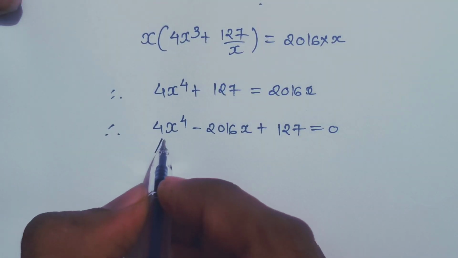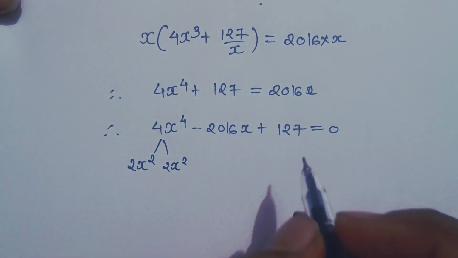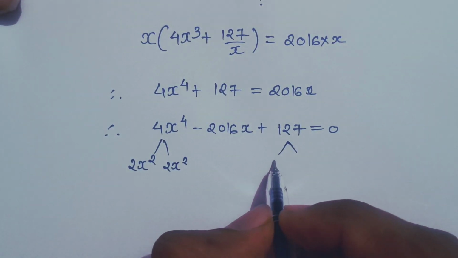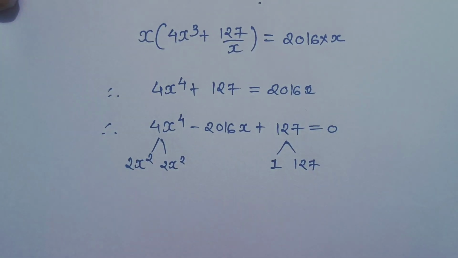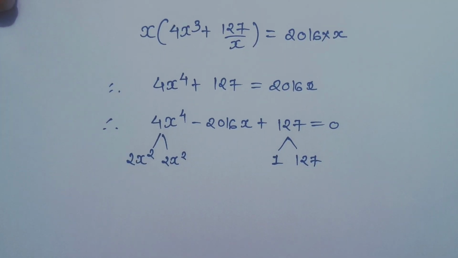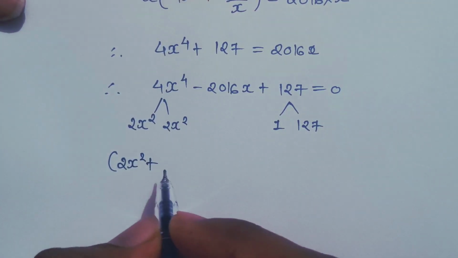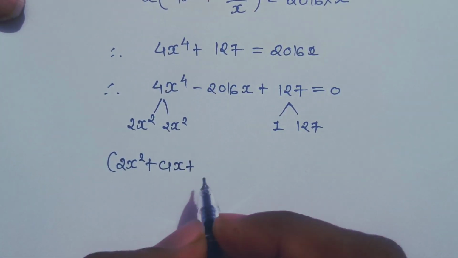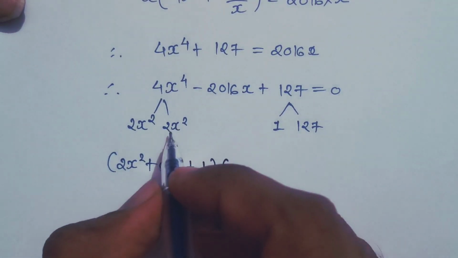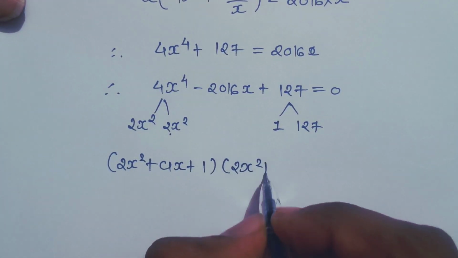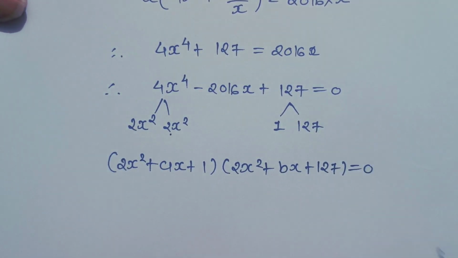Now first of all, find the factors of 4x raised to 4. You can write this as 2x square into 2x square. Now 127 is a prime number, so the only factors are 1 and 127. Now write this fourth degree equation in terms of quadratic factors. First write 2x square plus the general term ax plus 1, into the second factor, 2x square plus bx plus 127, equal to 0.